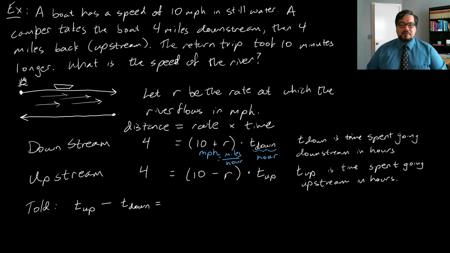Now, notice that the problem tells us that the difference between the two times was 10 minutes, but we need to express things in terms of hours. So we need to convert this 10 minutes into hours. And so 10 minutes is 1/6 of 1 hour. Now we could figure this out in the following way, if we didn't see it immediately.